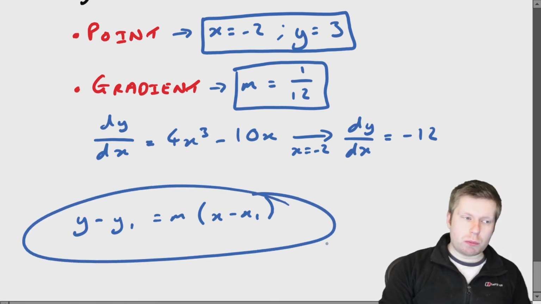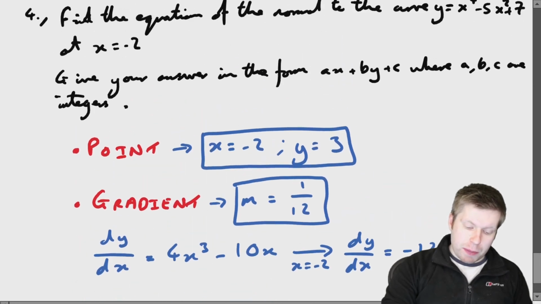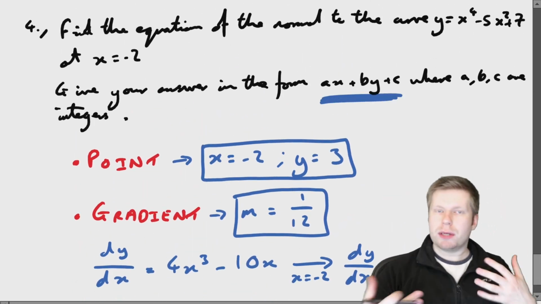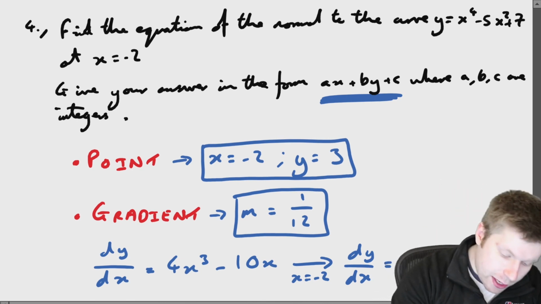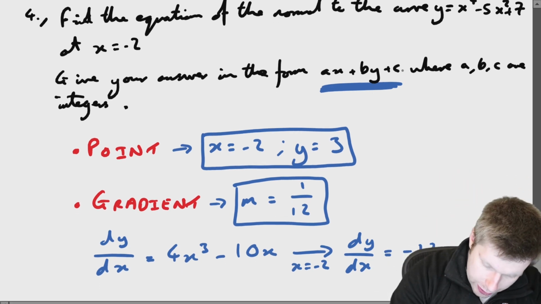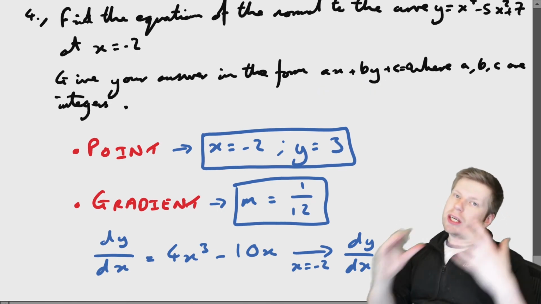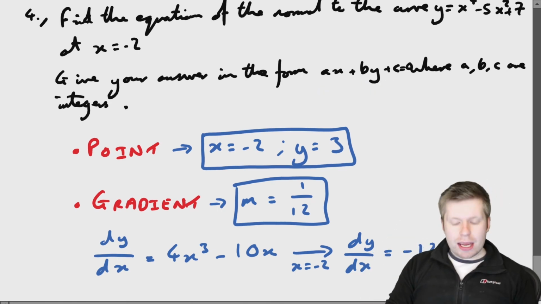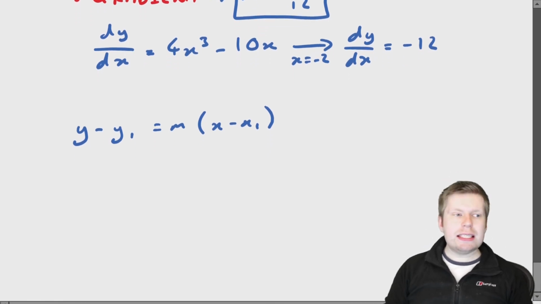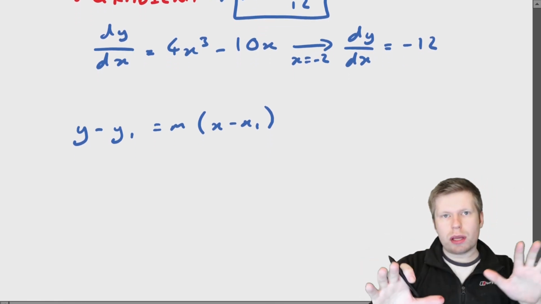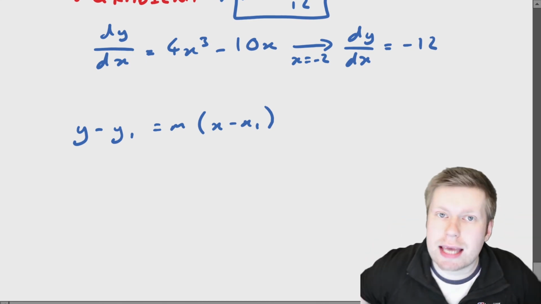The second reason why I'm going for this form is because I've been told to give my answer in general form. In other words, ax plus by plus c equals 0, where a, b, and c are integers. Now I should put equals 0 there, okay? Where a, b, and c are integers, okay? So because I know I'm heading for general form, it just makes sense to make my life a little bit easier and just start with this. But if you're more comfortable with using y equals mx plus c, and that's the way you want to proceed, go for it. You'll still get the same answer.